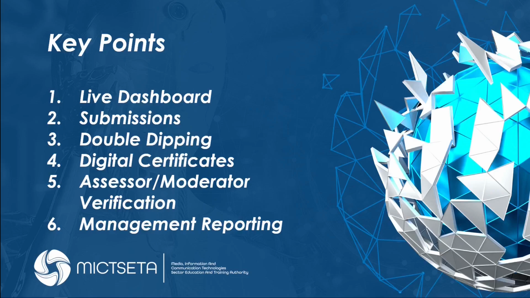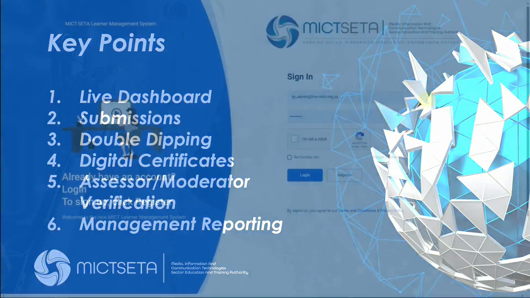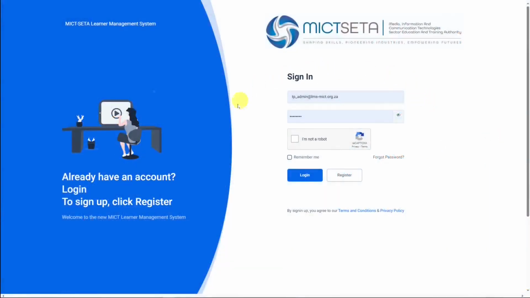Point number 3, we look at double dipping and how we deal with that internally. Point number 4, we have a look at the digital certificates that we have introduced. Point number 5, we look at how we verify the assessors and moderators now. And finally, point number 6, we have a look at management reporting. All right, let's look at what the dashboards look like.